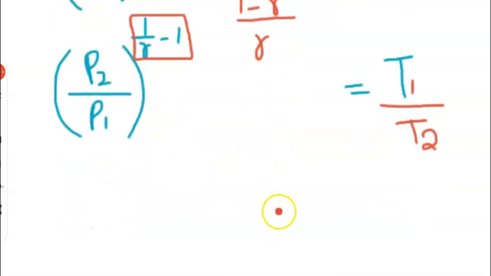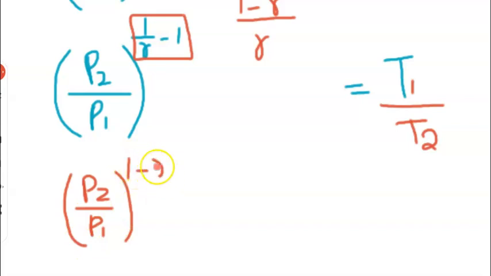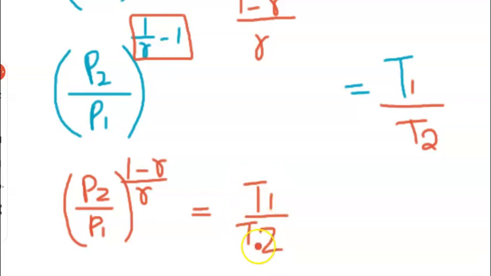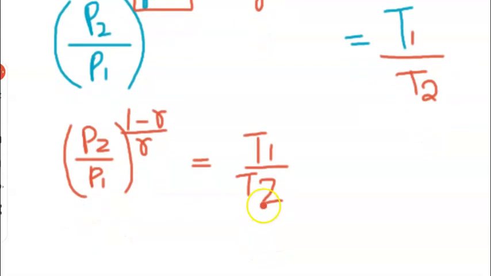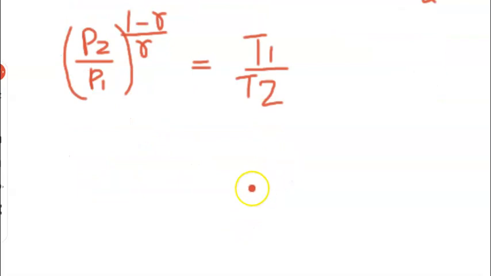So the equation will be given as P2 over P1 to the power of 1 minus gamma over gamma, and on this side it's a T1 over T2, but we want T2. T2 is the temperature that's missing. So what you can do is you can flip this side and flip that side. So when you flip this side, that becomes a T2 over T1.